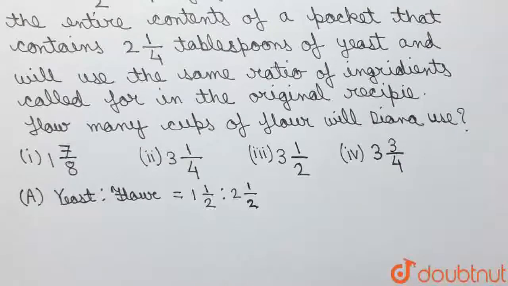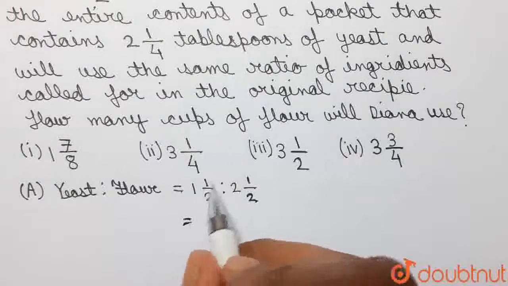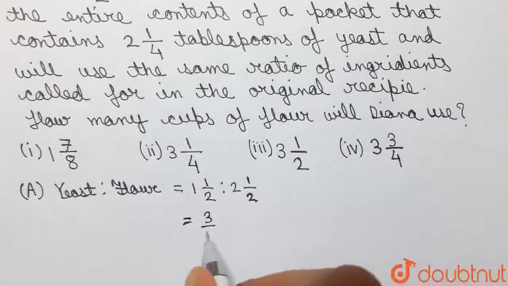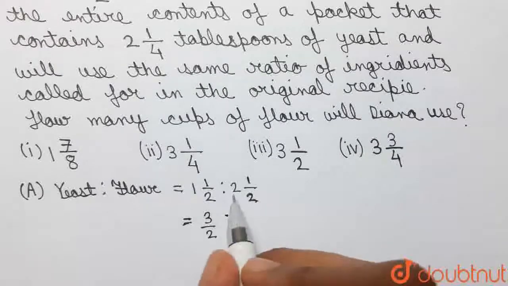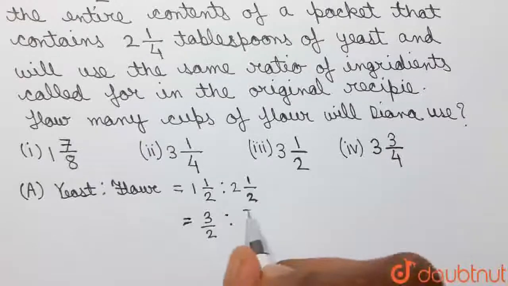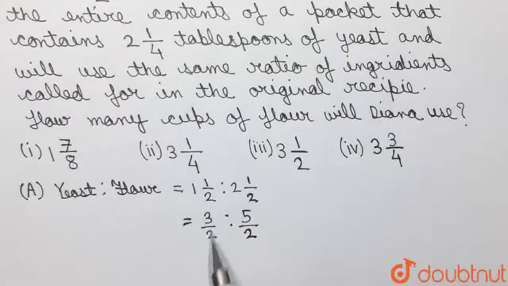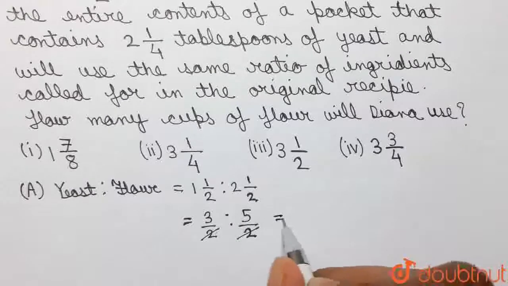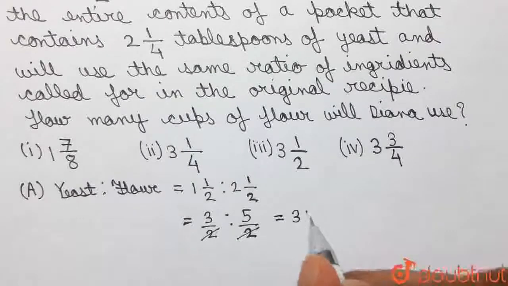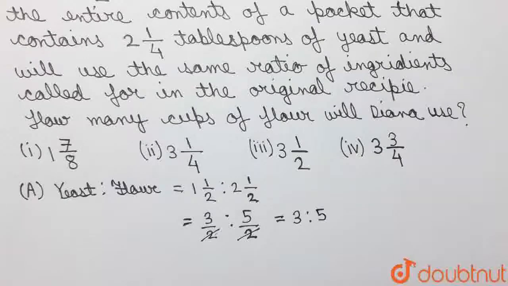Now 1 whole 1 by 2 can be simplified and written as 2 into 1 is 2 plus 1 is 3, hence 3 by 2, and 2 whole 1 by 2 on the other hand will be 2 into 2 is 4 plus 1 is 5, hence 5 by 2. So 3 by 2 is to 5 by 2, and in this form 2 can be cancelled from the denominator, so we can conclude that the required ratio of yeast and flour should be 3 is to 5.